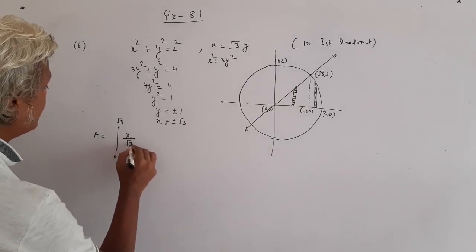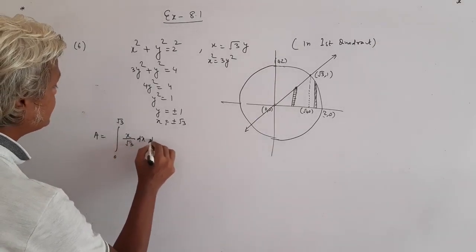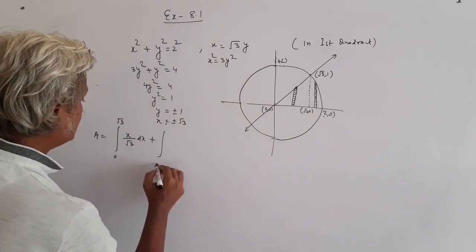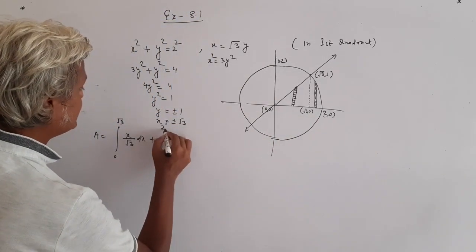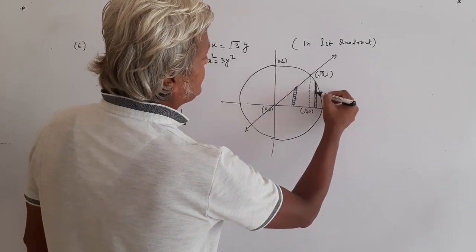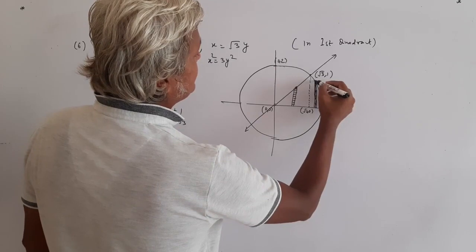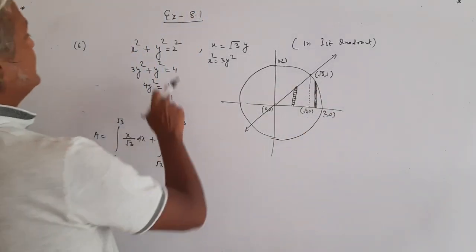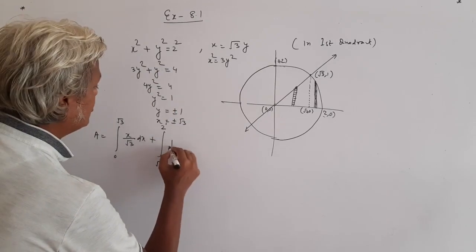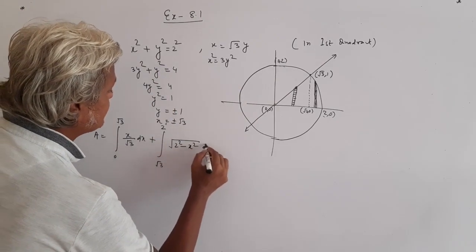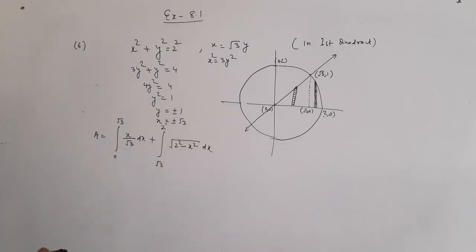x over root 3 dx plus second part, the limit goes from root 3 to 2. So this is root 3 and this is 2. And just look at the strip. The upper end of the strip is lying on this circle, so we need the y form of the circle. That is under root 2 square minus x square dx. This is done.